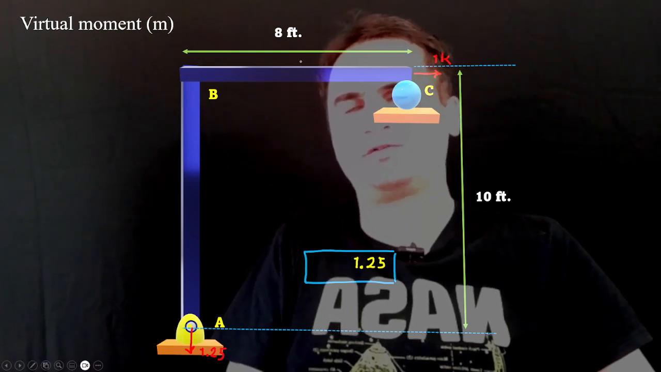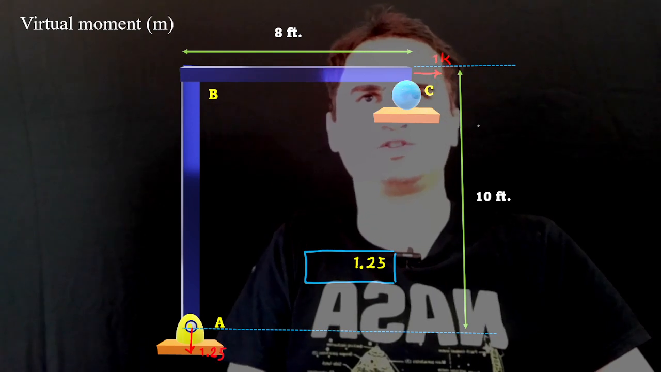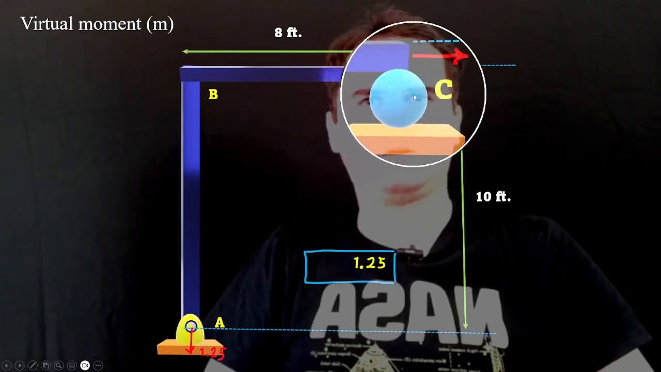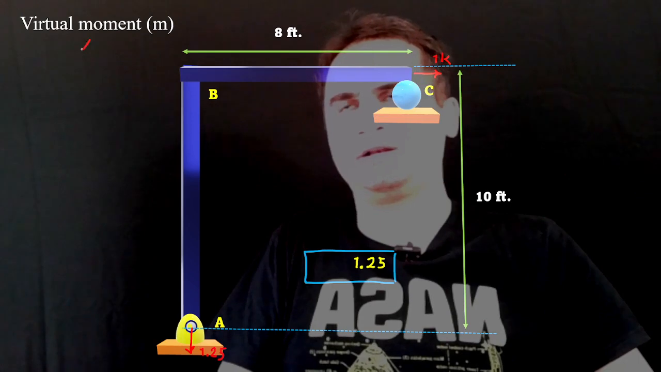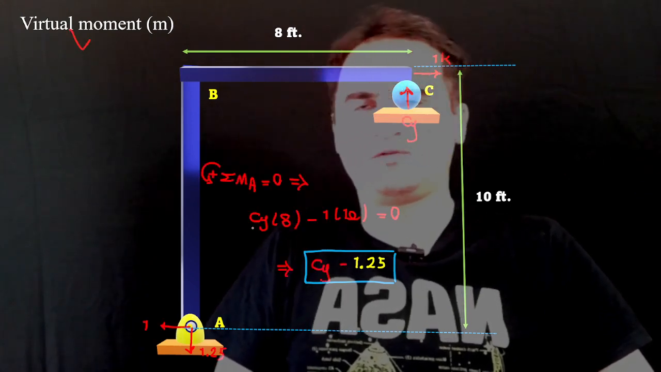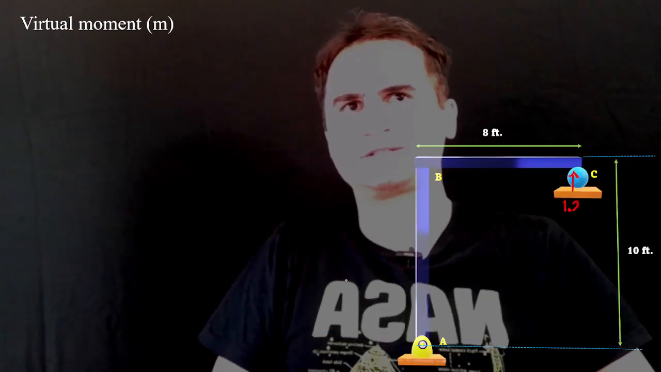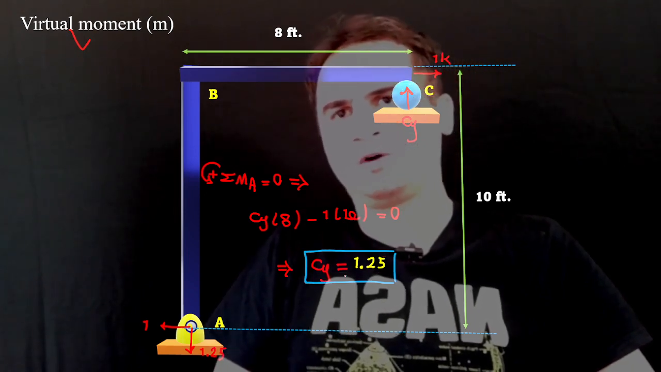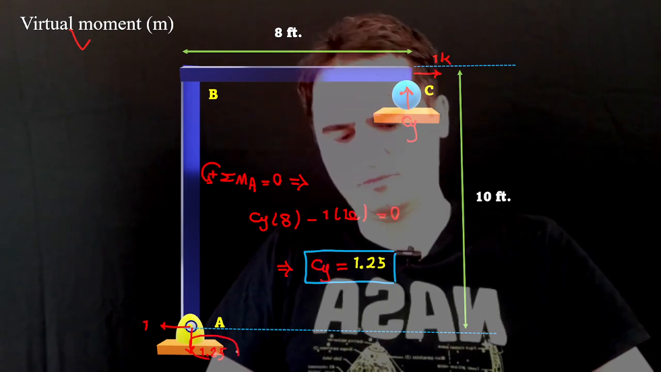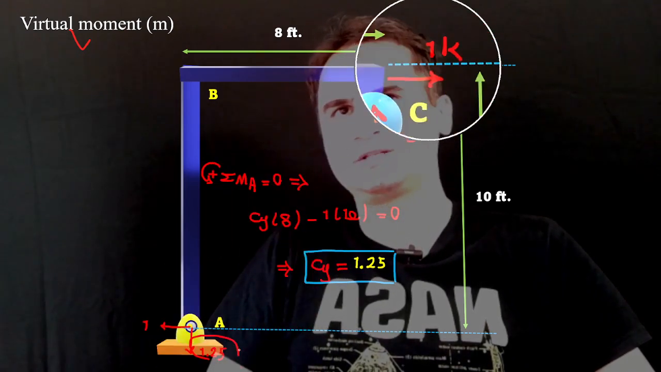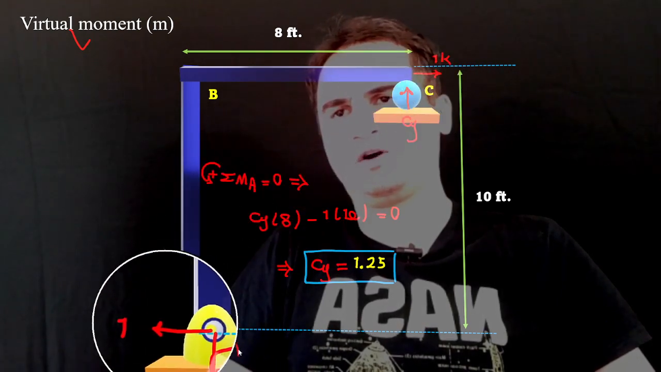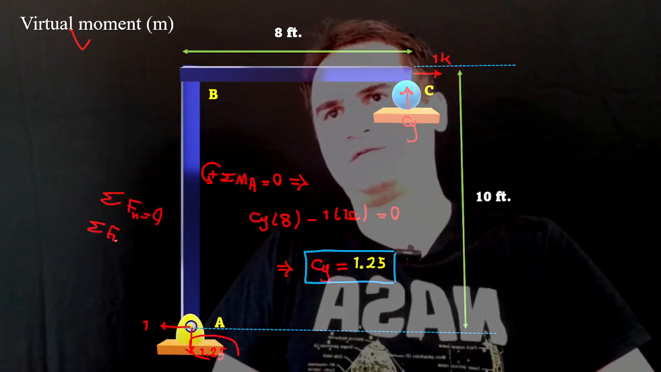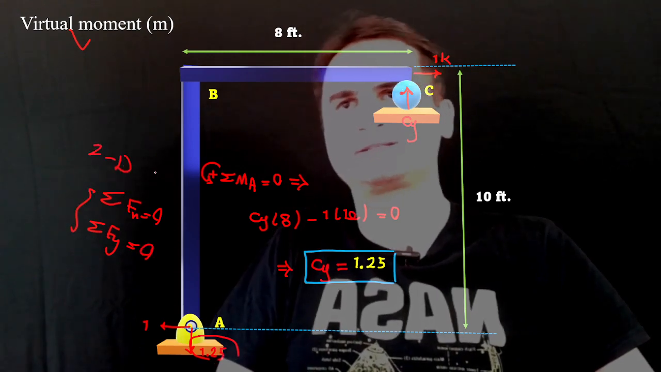Now we remove all the forces from our structure and apply a 1 kip unit force in the horizontal direction at support C, so we can get the virtual moment effect for both parts. First we get the reactions: C_y is 1.25, A_y is 1.25 downward, and if this is 1 kip horizontal, at A there is 1 kip in the opposite direction. That comes from the summation of F_x and the summation of F_y in 2D space.